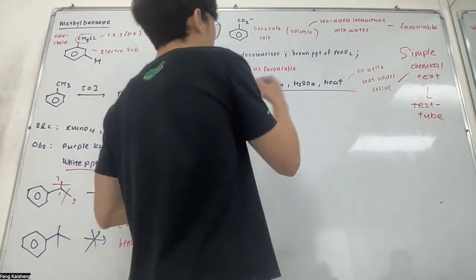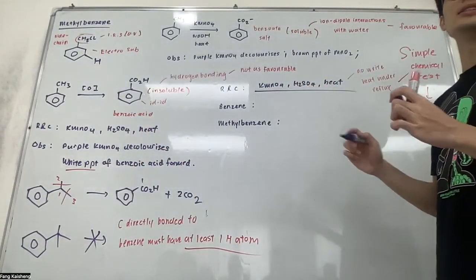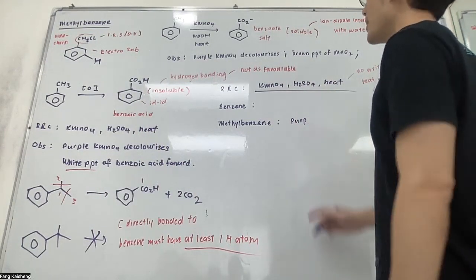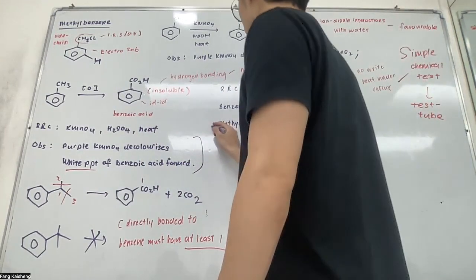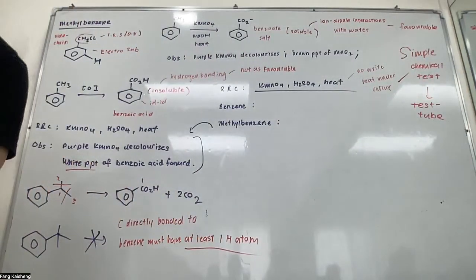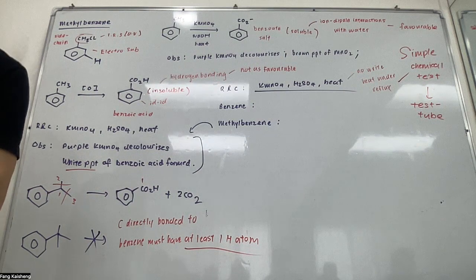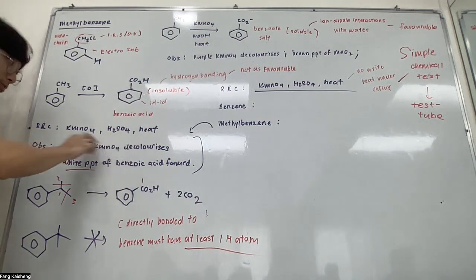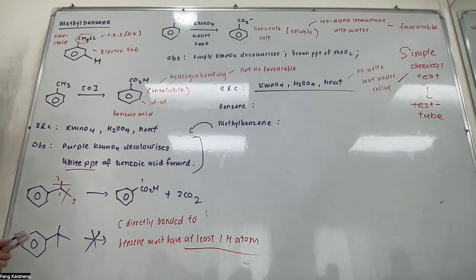Anyways, benzene and methylbenzene, what's the difference in observations? What happens to the KMnO4 with benzene? Does it decolorize? No. But with methylbenzene, the observations are there. For benzene, just say that the purple KMnO4 does not decolorize, it remains. Purple KMnO4 remains. No white precipitate forms. So just write the opposite.